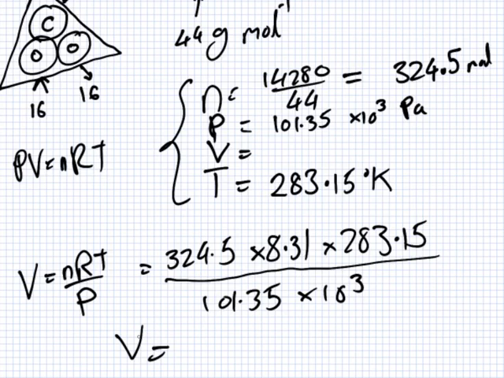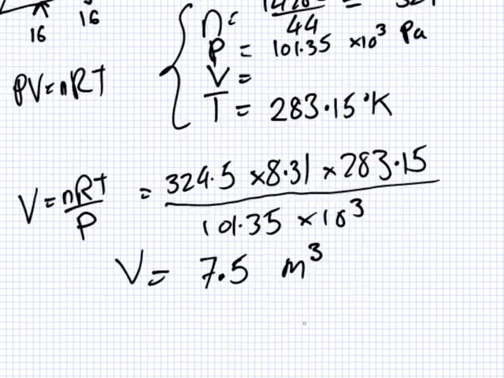Are you crunching that, Harry? What you got? Say again, Andy, what's it? 7.5 or 75? 7.5 metres cubed. 7,500 litres.